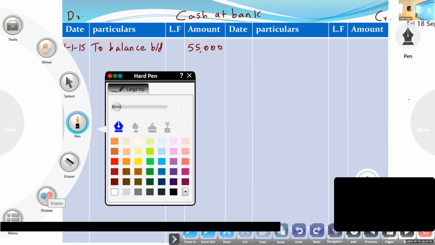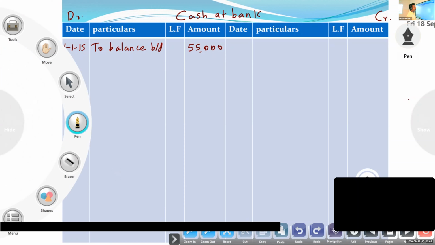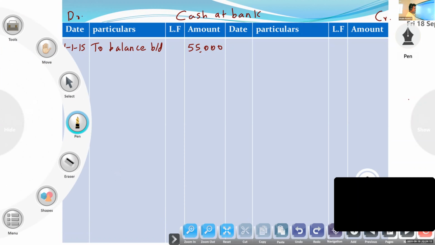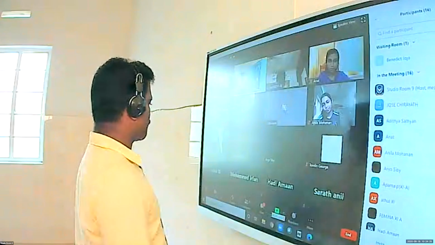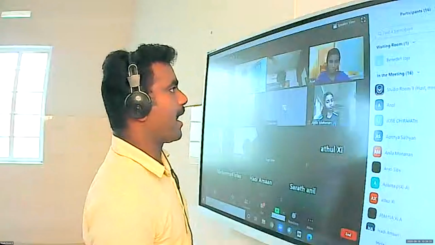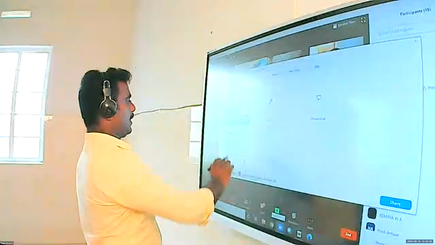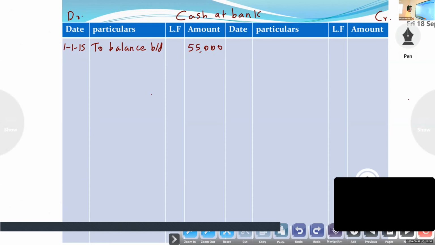Now, check the banking entries. So the first transaction related to bank. Date and transaction. Rohan account to bank account. Yes, Rohan account to bank account.